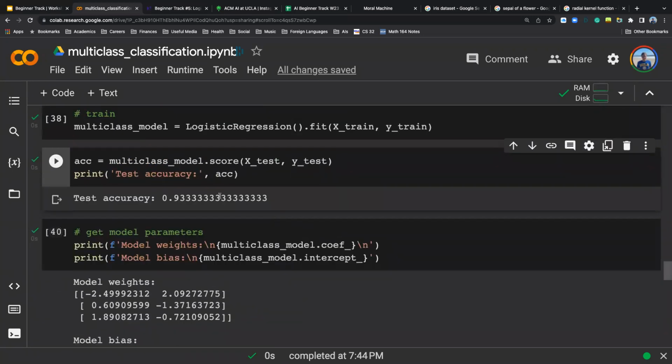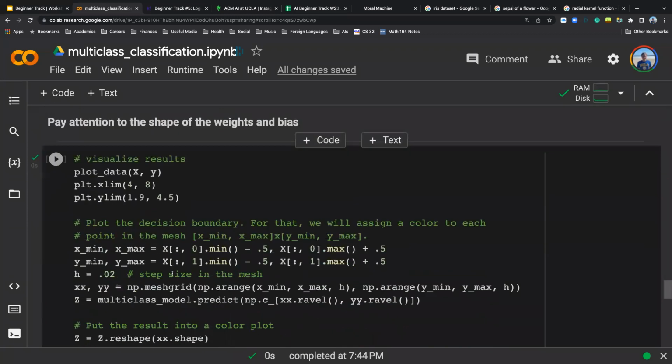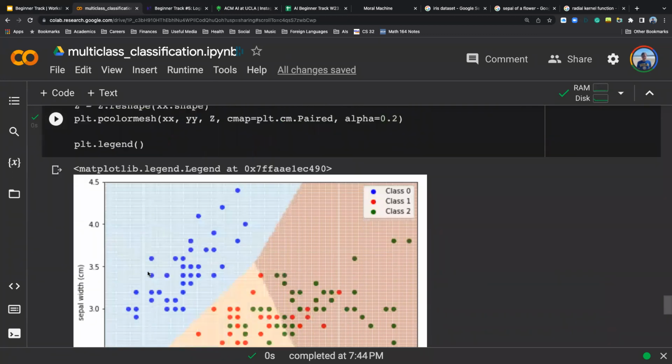If it did have 100%, that wouldn't be too suspicious either, because we are working with a limited amount of data points. So it's pretty easy for any kind of model to overfit on a small amount of data, but it's really hard for the model to overfit on a large amount of data.